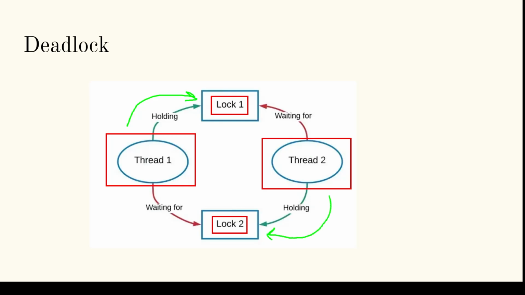After this, thread 1 is trying to acquire a lock on resource 2. But resource 2 is already locked by thread 2. And what is thread 2 doing? Thread 2 is trying to acquire lock on resource 1. But resource 1 is already locked by thread 1. This is called a deadlock scenario, where two threads are waiting for each other to release the lock on the resources.